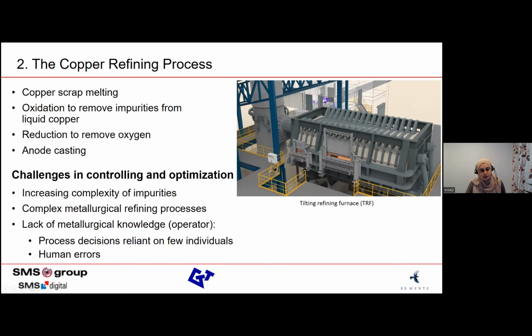So what challenges does the customer face in controlling and optimizing the process? The customer deals with increasing complexity of impurities: more impurities are coming in, and the content is also higher. And this makes the metallurgical refining process more complex. And often there's a lack of metallurgical knowledge from the operator who is operating the furnace. So the important decisions rely on a few individuals that are not always available. And if so, the decision is not always easy to take, and this can lead to human errors. And we believe that with the BlueControl, we can make life easier for our customers because they will rely on BlueControl for the decision, and it does not have to be bound to a few individuals.